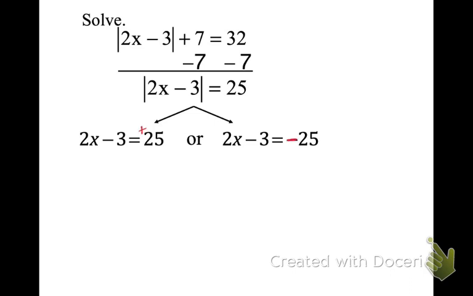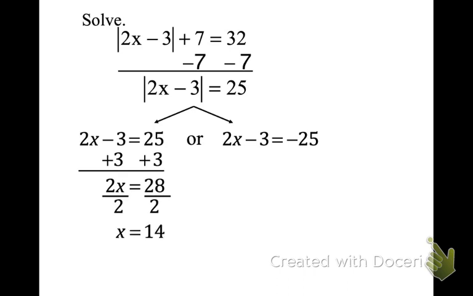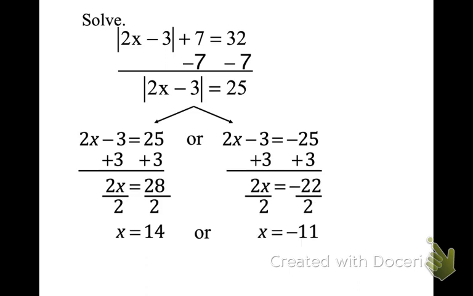The only thing that changed is the negative here. One was positive, right, from our original right here. And I lost my absolute value. So then we solve using inverse operations. Add 3, divide by 2, x equals 14. Add 3, divide by 2, x equals negative 11. So my solutions are negative 11 and 14. Pause the recording if you need to keep it here.